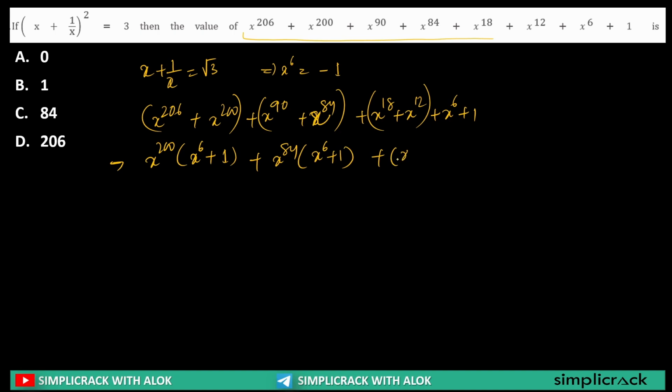If I take x to the power 12 over here, x to the power 6 is equal to minus 1. So in each case it will be 0. This will be 0, this will be 0 and this will be 0. So answer is 0. These are very common questions. This type of question has been asked in past examinations. So you need to remember the type.